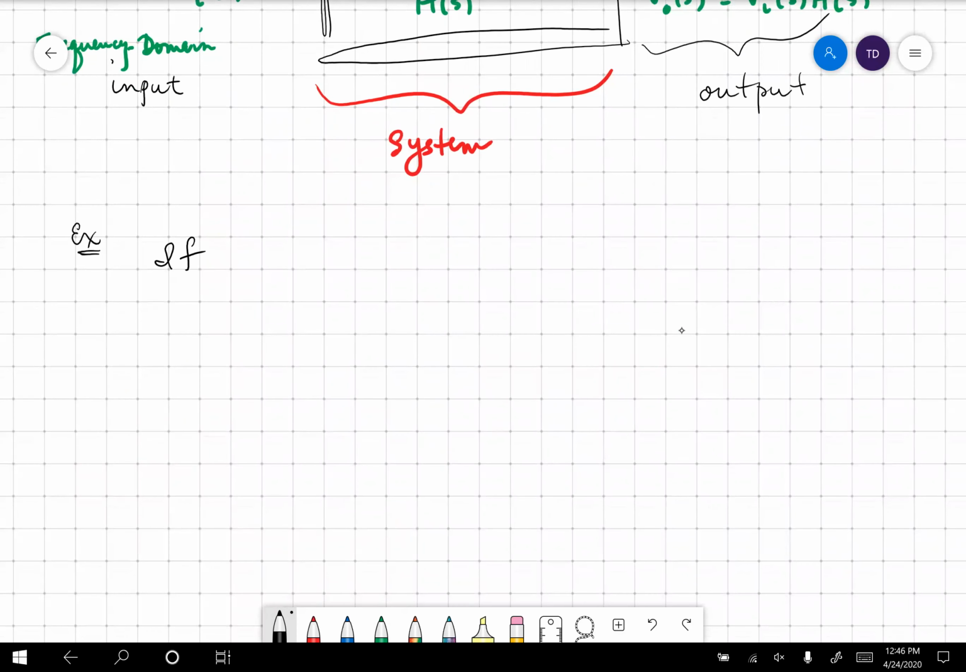All right, so if VI of t equals e to the minus t u of t, notice I'm popping these u of t's in here to make sure that I don't have anything on the negative side of the time axis. And h of t equals e to the minus 2t u of t.